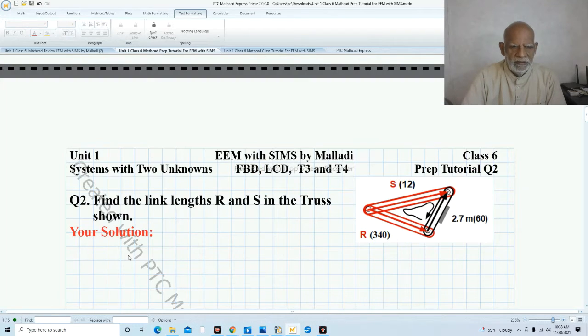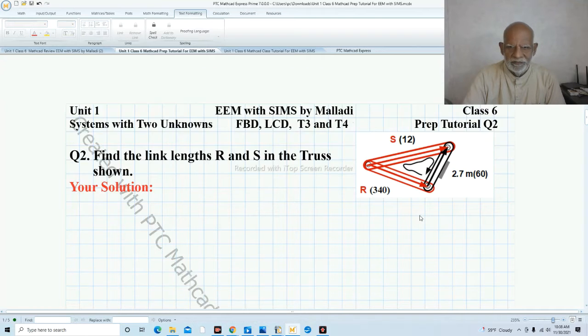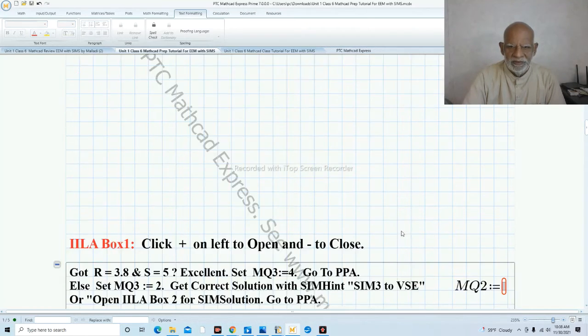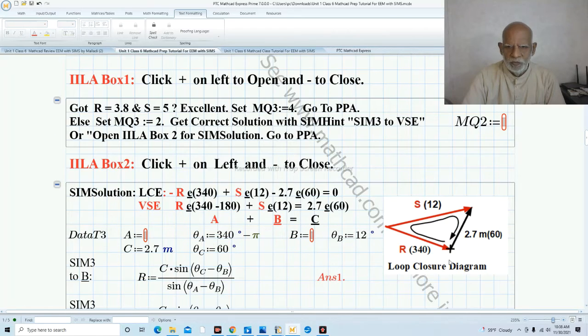Question number 2. Here we are dealing with a problem of a truss. That means we are dealing with radius vectors. So we write the loop closure equation following a diagram. So let us do the diagram here. Okay, this is a loop closure diagram.